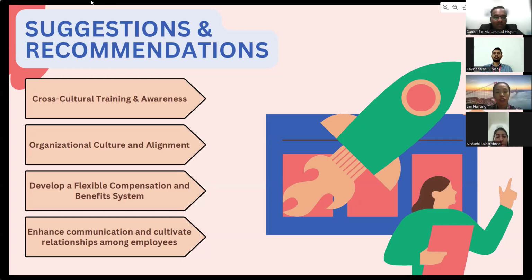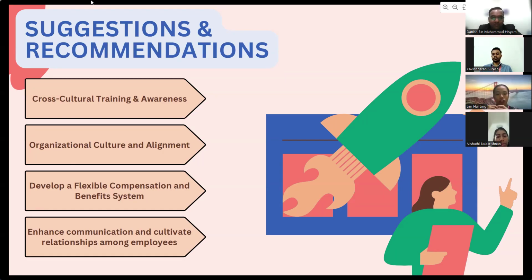Next one, organizational culture and alignment. We got three points here, which are three methods. First one, a strong onboarding program. Second, building cross-cultural teams, and also team building activities.